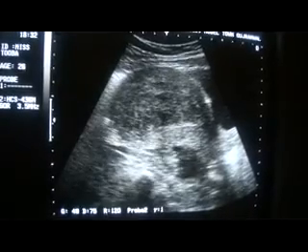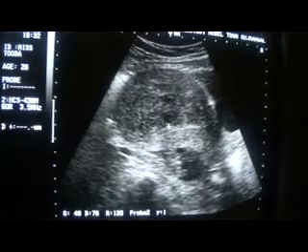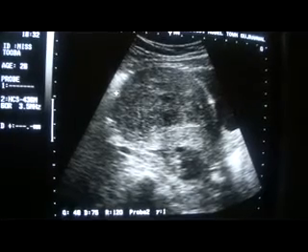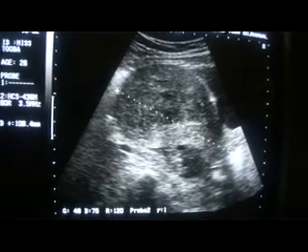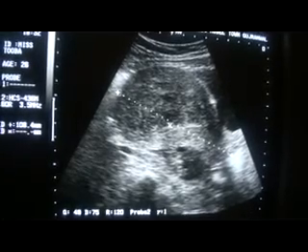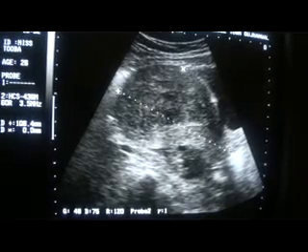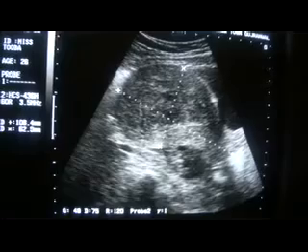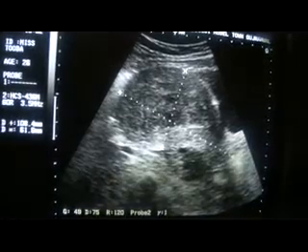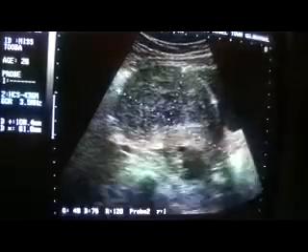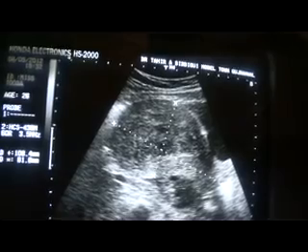This is the transverse section of the uterus, and in transverse section the measurement is 7.2, which should not exceed 5 centimeters. This is the anterior wall, this is the posterior wall, and in the center what you are seeing is the endometrial canal. The endometrial canal measures 3.7 centimeters into 4.5 centimeters, and it should not exceed more than 14.